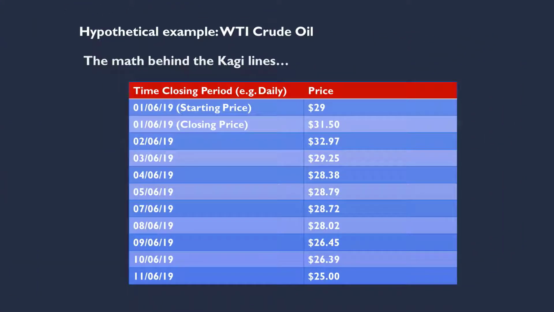So now let's work through a hypothetical example. Here I've created a series of data for WTI crude oil, and what we want to do is see how the Kagi line evolves over a set of price data, and the nuances behind how the lines are created, and from that hopefully you'll get a better idea of how to construct and use the Kagi chart.